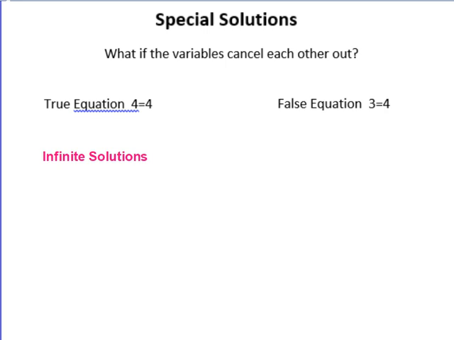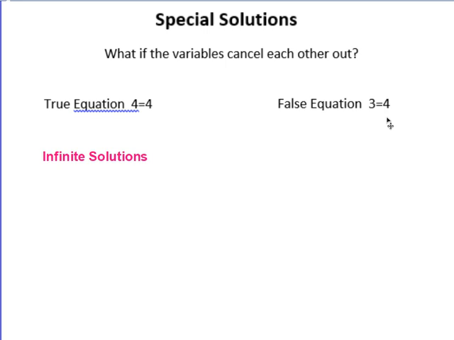What that means is it doesn't matter what number I plug in for x. I could plug in 1, 2, 3, negative 74, 500 million, 2 million, whatever, any number I want. I'm always going to get a true equation. So every number that ever exists in the whole world is a possible solution to that equation.